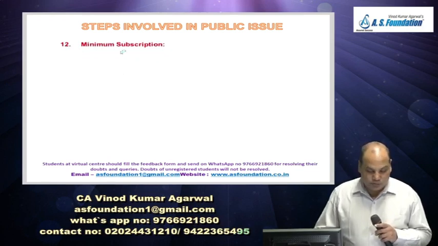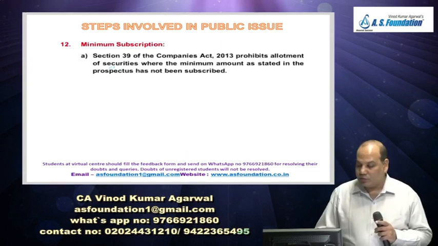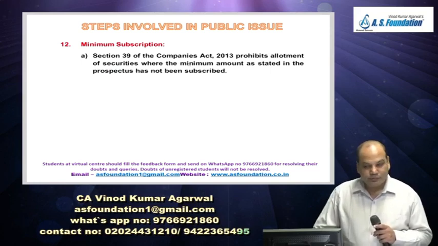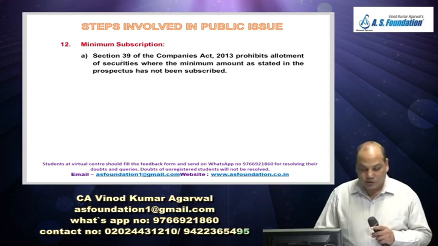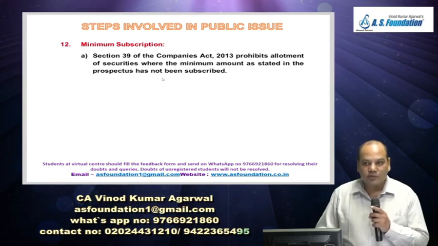Step number 12 is minimum subscription. How much is minimum subscription? Is it 90%? In Companies Act 2013 also, and Companies Act 1956 also. So now the section number is 39 of Companies Act 2013. It prohibits allotment of securities where the minimum amount as stated in the prospectus has not been subscribed.